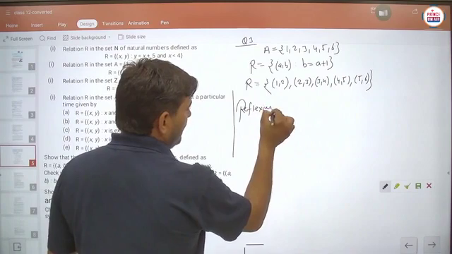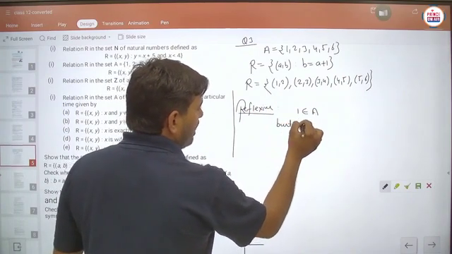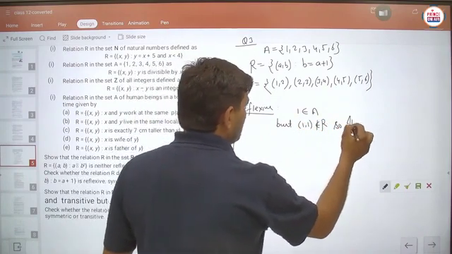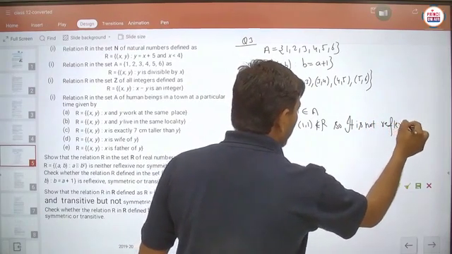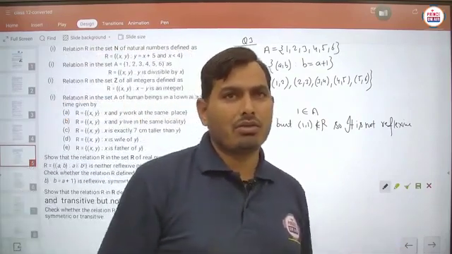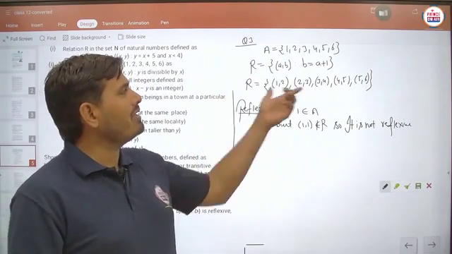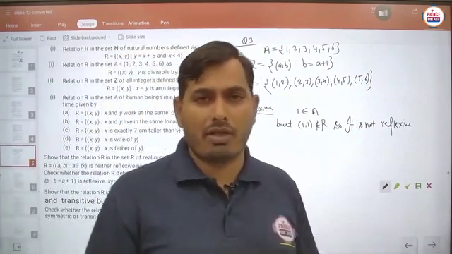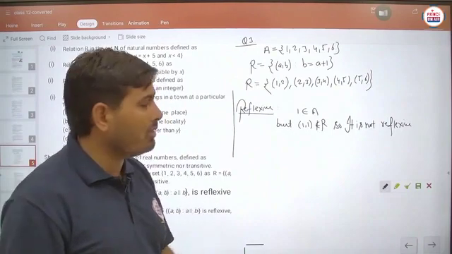So you can say that this 1 belongs to the set A, but 1, 1 does not belong to R, so it is not reflexive. Student, the very important thing for us is how to write and express the reflexive nature. Otherwise, directly you can say that this 1 is there, but 1, 1 is not there. That's why this relation is not said to be reflexive. How to mention these things in your examination copy is the very important part.